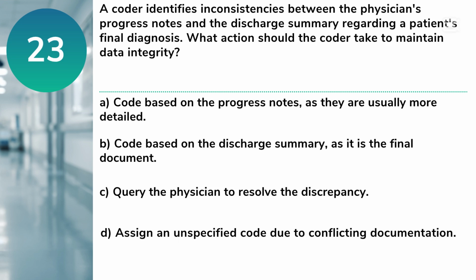Question 23. A coder identifies inconsistencies between the physician's progress notes and the discharge summary regarding a patient's final diagnosis. What action should the coder take to maintain data integrity? A. Code based on the progress notes, as they are usually more detailed. B. Code based on the discharge summary, as it is the final document. C. Query the physician to resolve the discrepancy. D. Assign an unspecified code due to conflicting documentation.